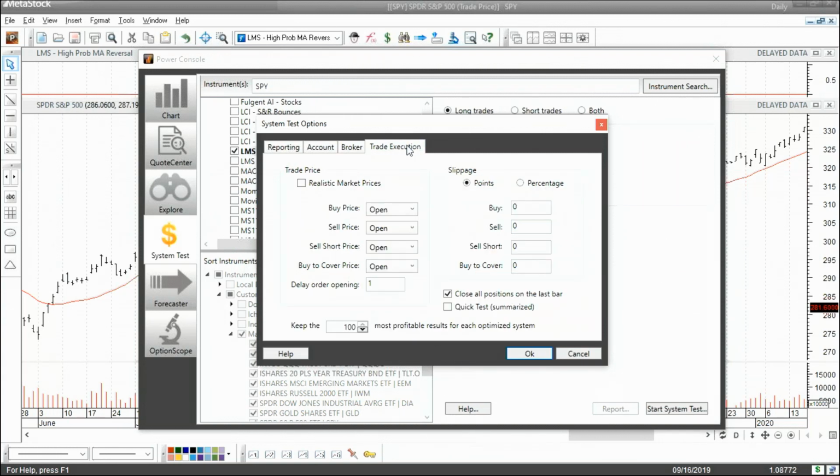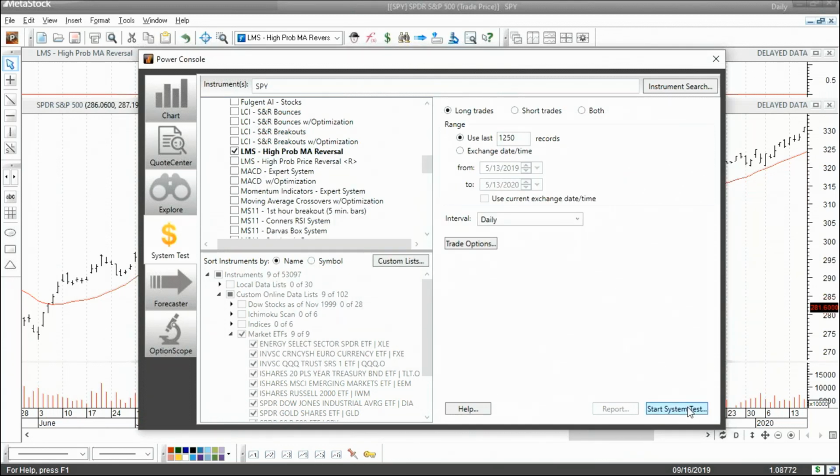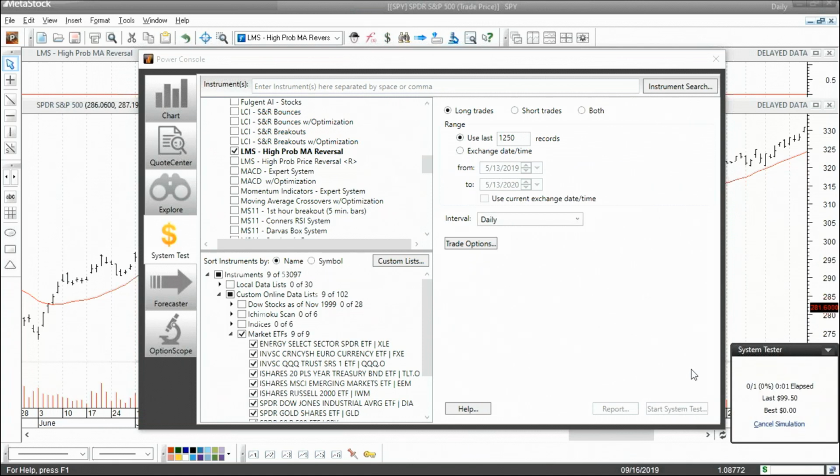And for the trade execution, you'll notice that I've got all the fields set to open. So if I get a buy signal, I'm going to buy at the open. If I get a sell signal, I'm going to sell at the open. And I'm going to buy and sell with a 1-period delay. So if I get a buy signal on Wednesday, I'm going to buy it on Thursday at the open. If I get an exit signal on Friday, I'm going to sell it on Monday at the open. All right, so we'll click on OK. I'll click my start system test, and we'll go ahead and start this.